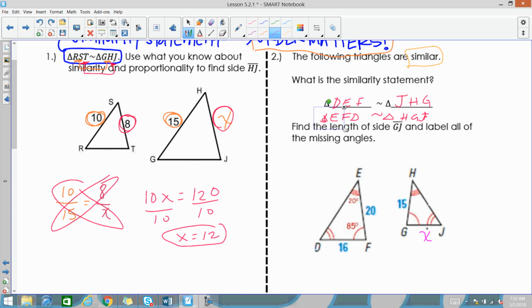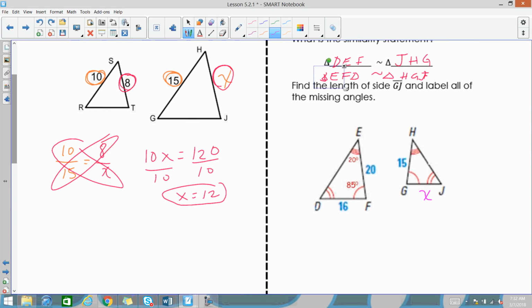So GJ, I'm going to call that X. Now, I will tell you this. I kind of got excited on the first one and I just wanted to do it. I'm like, oh, cool, finally we're doing this. I'm going to show you this.